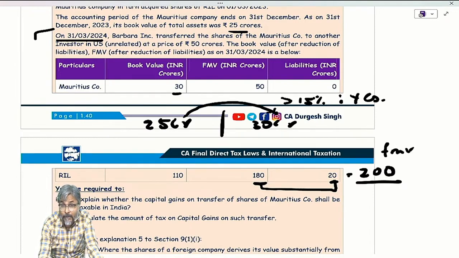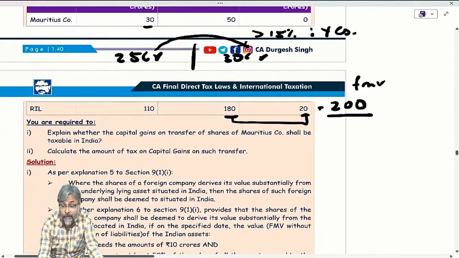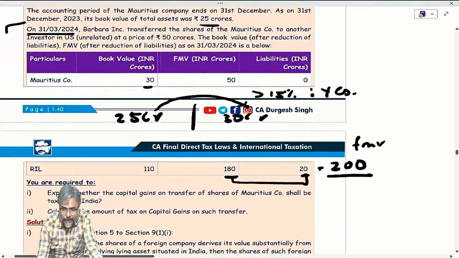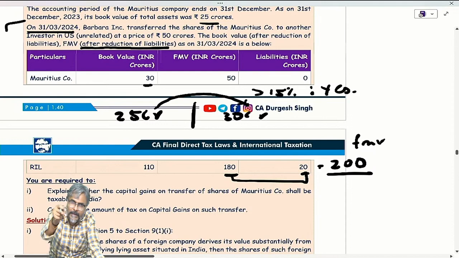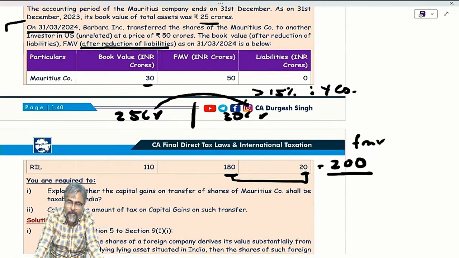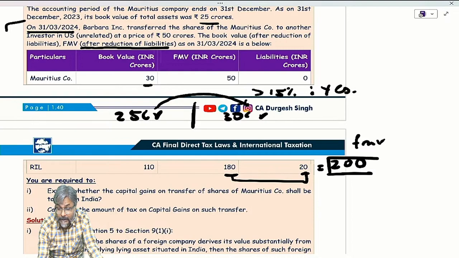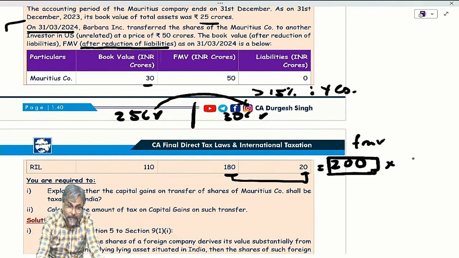Fair market value before what? Before liability should be 200, because it is already given in the question that the fair market value is after reduction of liability. And already I told you, students, the fair market value will have to be considered before any reduction of liability. And hence 200 crores is the fair market value over here. And of 200 crores, tell me how much is the investment made by the Mauritius company? 20%. In the first line itself, they have told us that 20% is the investment that has been made.